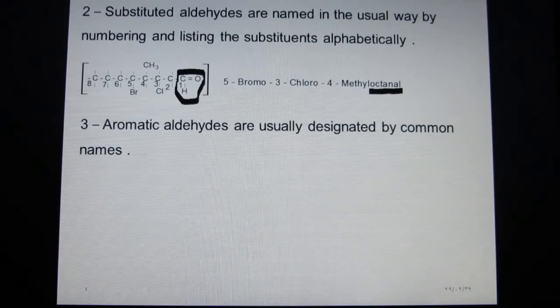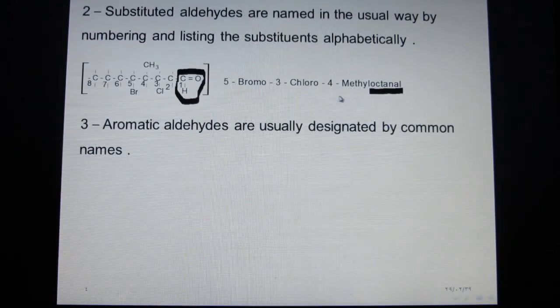If we want to name them alphabetically, this means chloro C, methyl M, bromo B. So we will start with the first letter B, so it is called 5-bromo, 3-chloro, 4-methyl octanal.